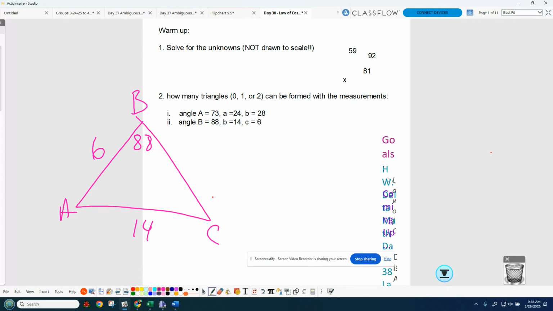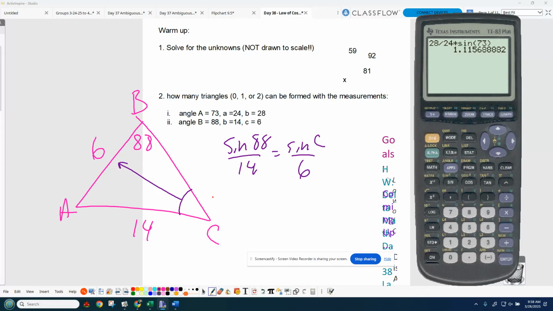So Leo, which angle can I find? Can I find angle A or angle C, or does it not matter? It's got to be C because it's the one I know the side across. Okay? Can you tell me what to set up? We do sine B over 14 equals sine C over 6. Perfect. Okay. So now what do you get? I got 25.4. Okay. So 6 times sine of 88 divided by 14. We get that mess, and then Leo says he did sine inverse of that mess.